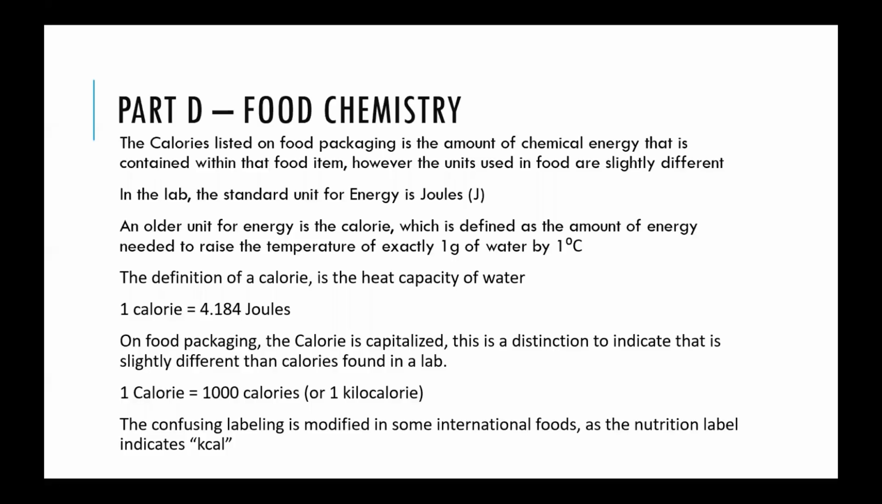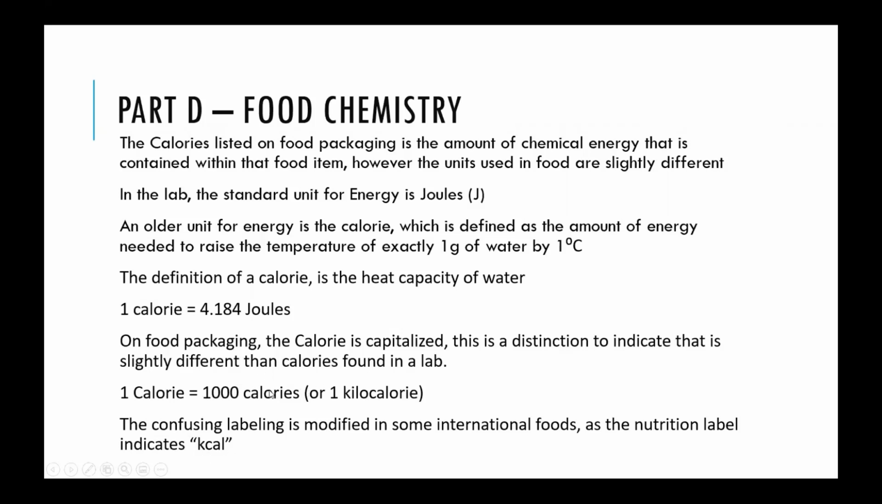The last part of the experiment involves you at home finding a food sample with a nutrition label. The foods listed have the unit of calories. These calories are actually kilocalories. You'll notice that every time they use the word calorie, it's a capital C, or at least it should be. 1 food calorie is equal to 1,000 science calories, or 1 kilocalorie. Some international foods have the calories listed as kcals.